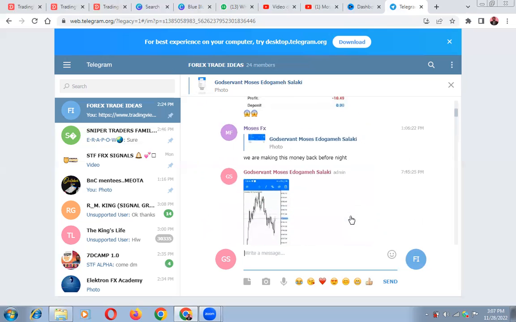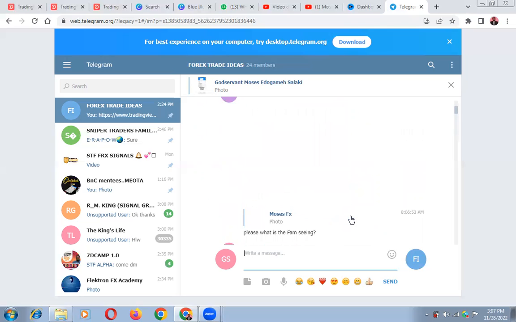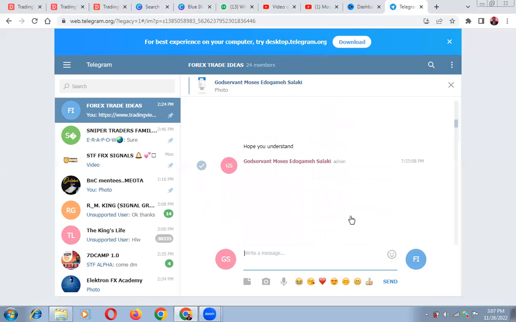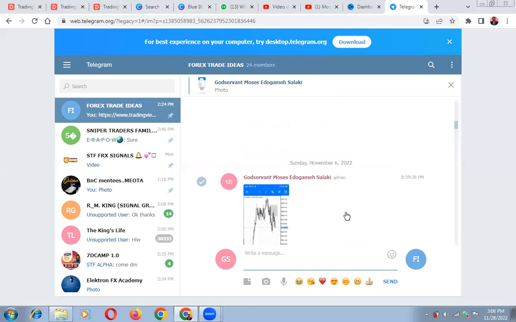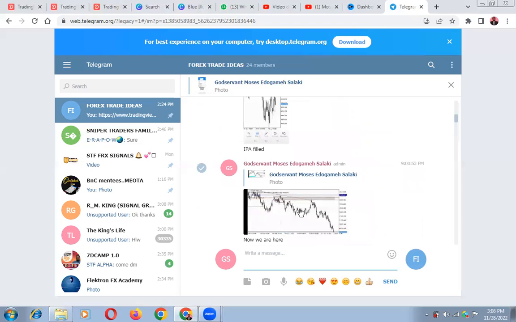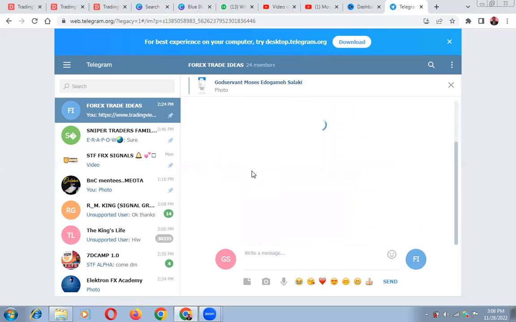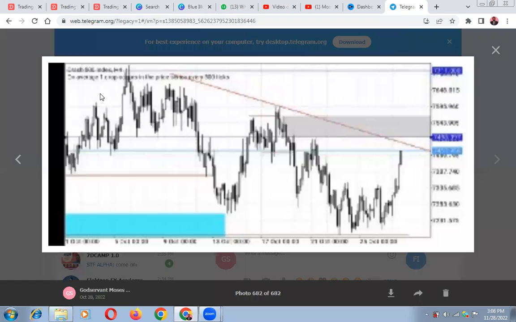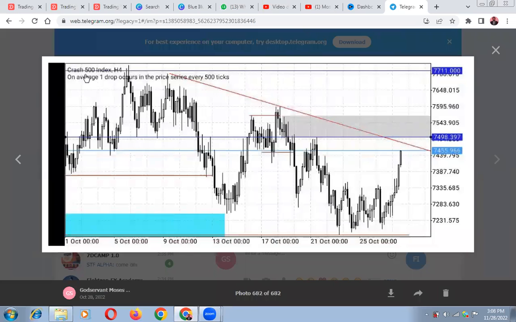Should be far. Is it this far? Yeah. November, yes, it should be November. It should be far. Okay, this was the trade before it played out. This was crash 500 before it played out.